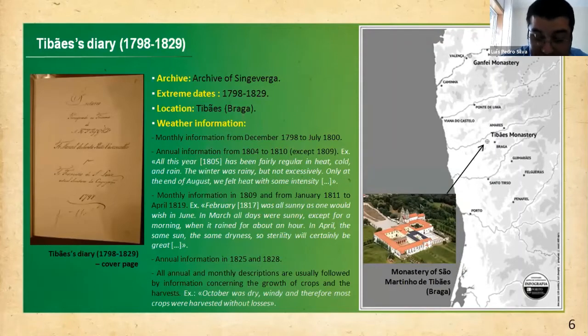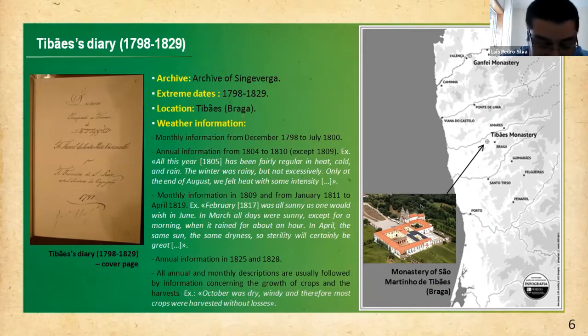Between August 1800 and December 1803, no such information was recorded. From 1804 to 1810, with the exception of 1809, the writer gave annual descriptions. For 1809 and from January 1811 to April 1819, this Benedictine diary contains qualitative descriptions of monthly weather.